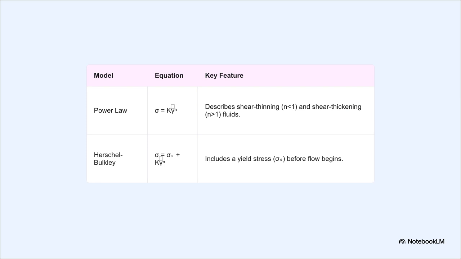It has a little n value that tells you just how much a fluid thins or thickens. But for something like toothpaste or mayonnaise, you need something more, like the Herschel-Bulkley model. It adds what's called a yield stress. Basically, the material acts like a solid until you push it hard enough to get it flowing.